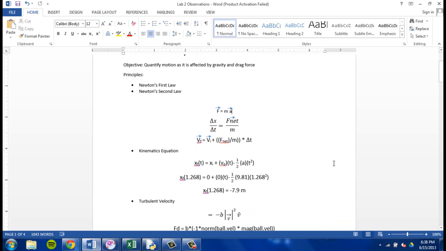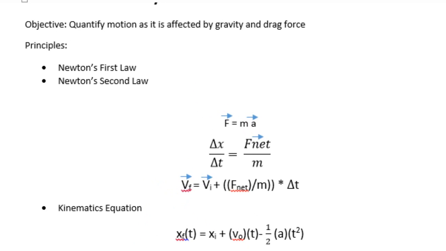There are two main principles that are applicable to this lab, Newton's first and second laws of motion. Newton's first law is an object in motion will keep moving uniformly unless acted upon by another force. In this lab, the object does not move uniformly because it is acted upon by other forces, gravity and drag force. Taking it further, we have Newton's second law, which is force equals mass times acceleration. Deriving that, we have velocity final equals velocity initial plus F net divided by m times delta t.